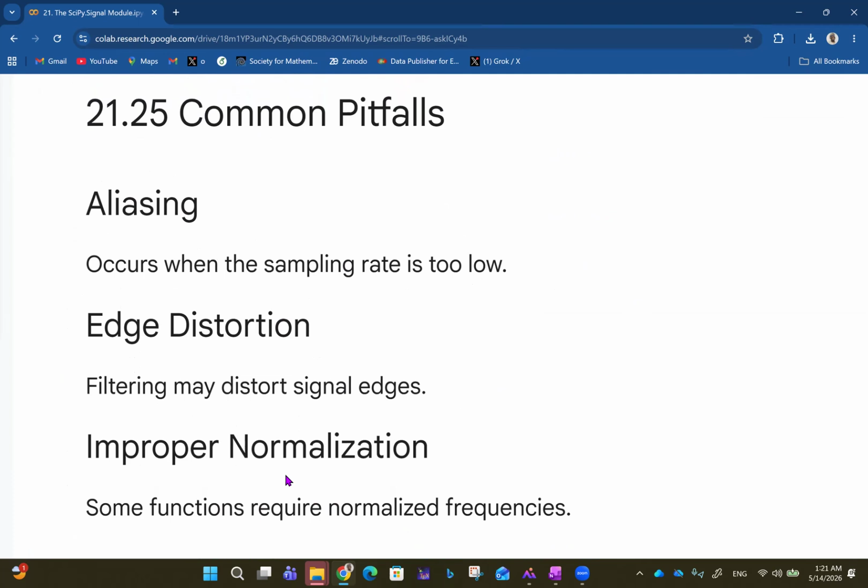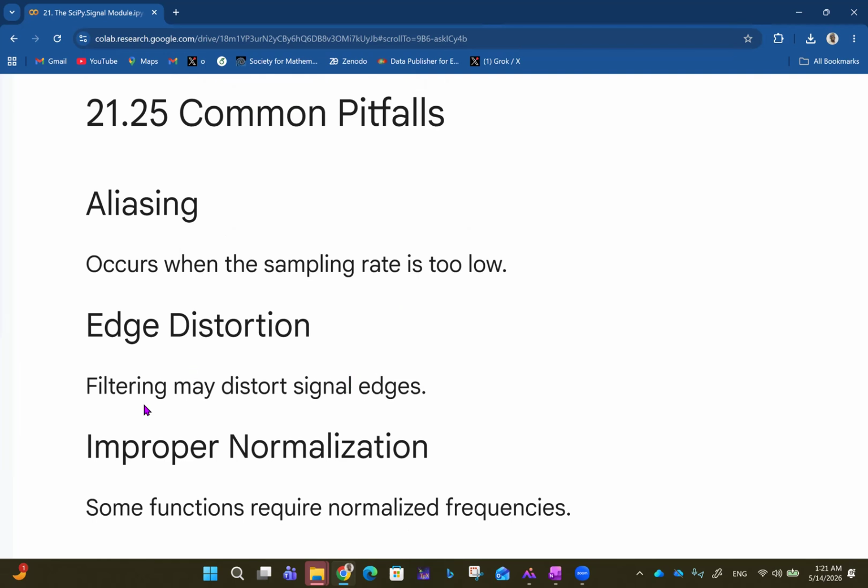So that's about the sampling. Normally the sampling frequency should be greater than twice the maximum frequency. So to avoid aliasing, you want to make sure the sampling rate is not too low. That is, it obeys that criterion, that the sampling frequency should be greater than twice the maximum frequency.